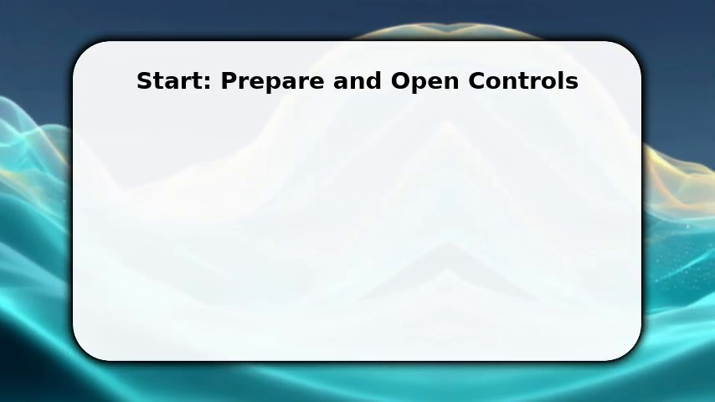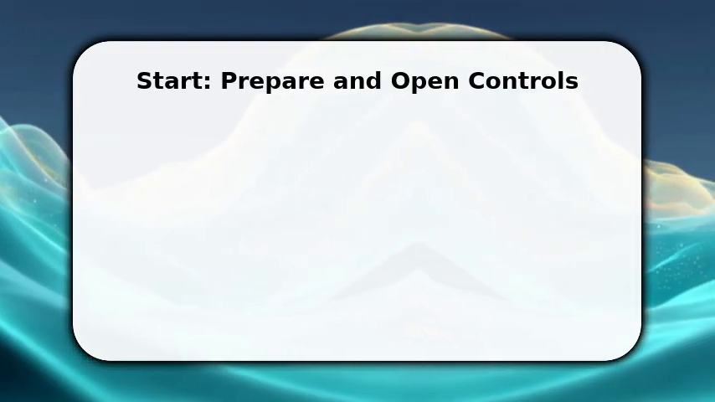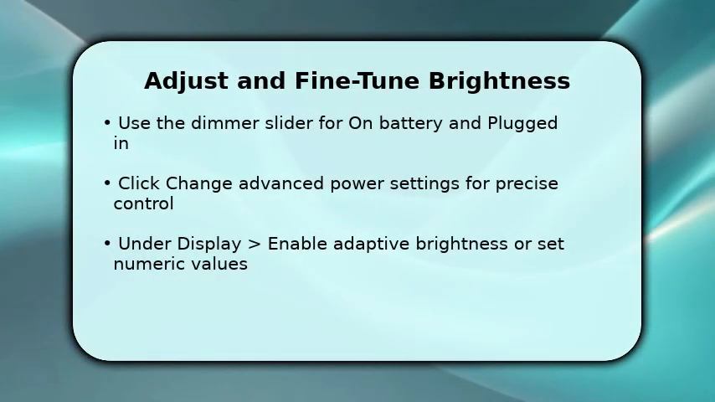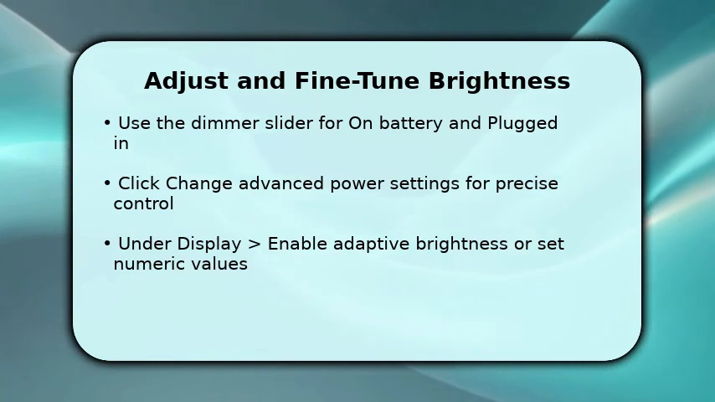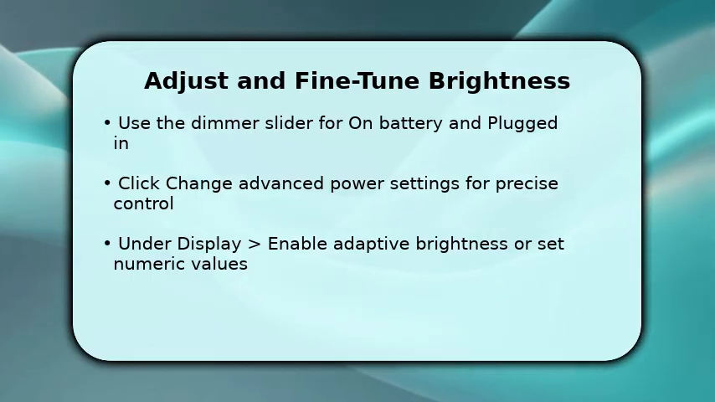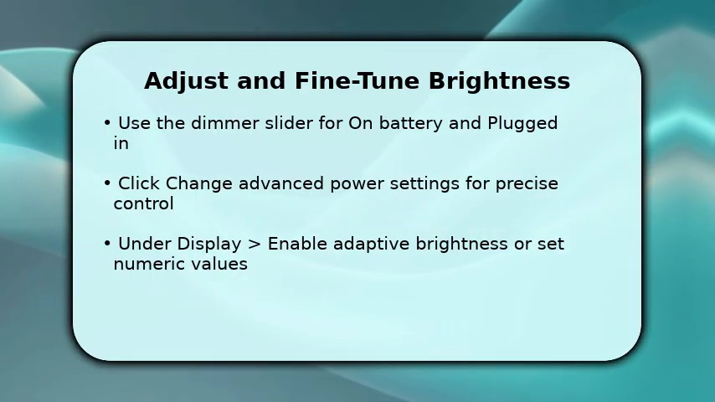If you have both battery and plugged-in modes, prepare to set values for each separately so behavior matches your preference. Now adjust the on-screen slider for both on battery and plugged-in. This gives immediate feedback and is the quickest way to set a comfortable level.